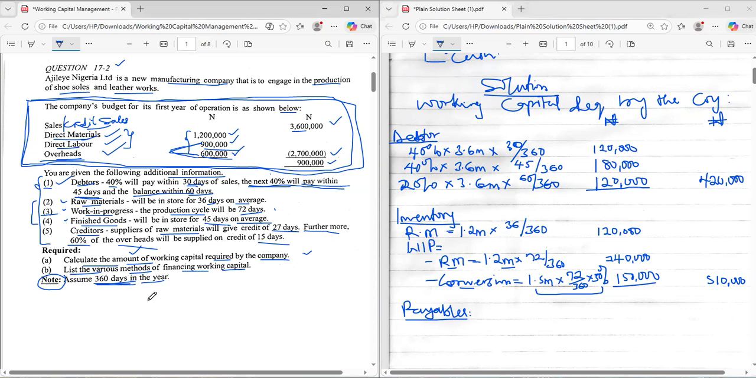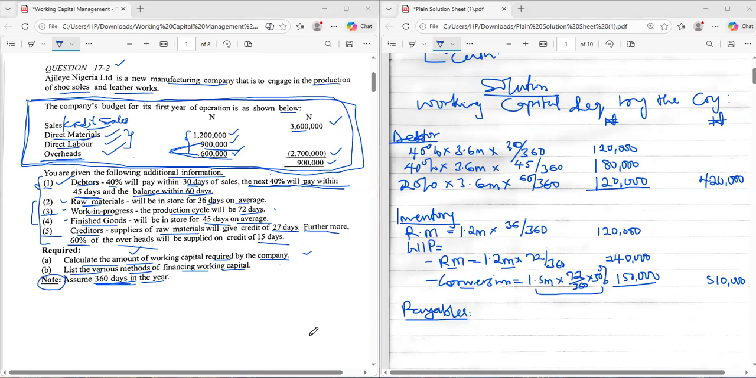Now, help us run payables. Number 5. Your network is stable now. Yeah, help us. Number 5, payables. What do we do there? How do we go about it? That's creditors. Yes, we know now. Yes, it's creditors. How do we go about it?